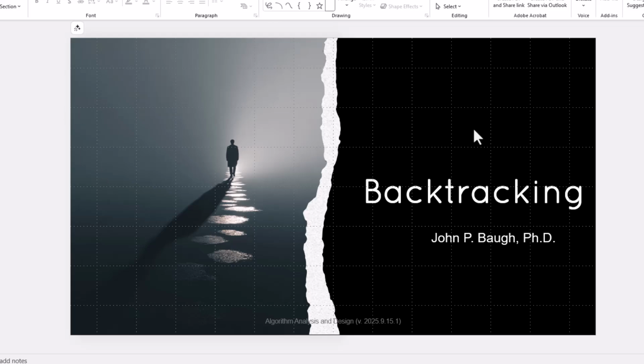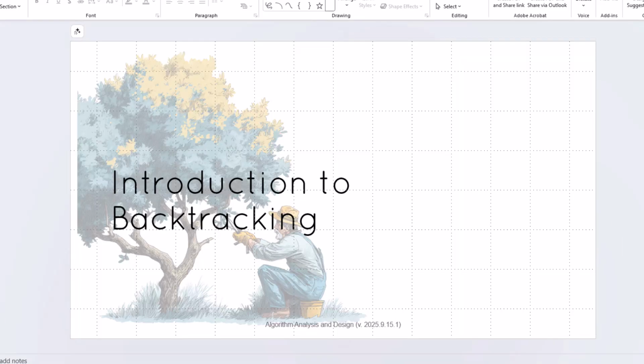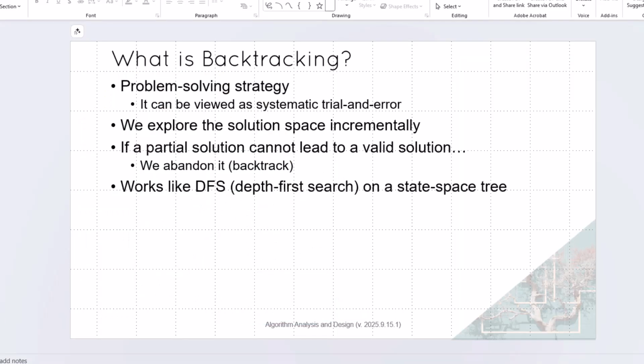For this lecture, we're going to be discussing another algorithmic technique called backtracking. So, what is backtracking? Well, it's a problem-solving strategy. It can be viewed as systematic trial and error. We're going to explore the solution space incrementally, and if a partial solution cannot lead to a valid solution, we abandon it, and that's called backtracking. You go back. It works like depth-first search on a state space tree.